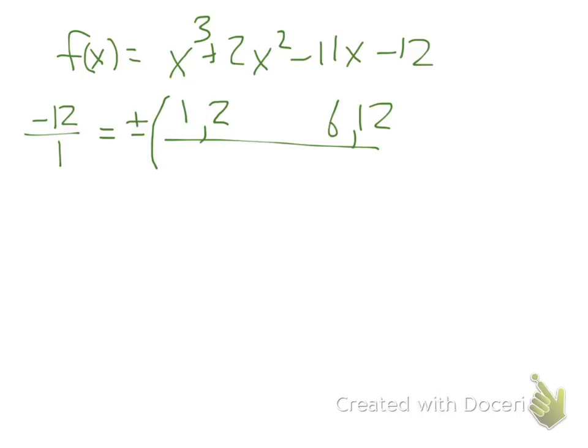2 and 6. 3 and 4. Would you guys agree that those are all the factors of 12? Those are all numbers that will go into 12? And what are the factors of 1? 1 and 1. You don't have to repeat a number, so it's just 1.